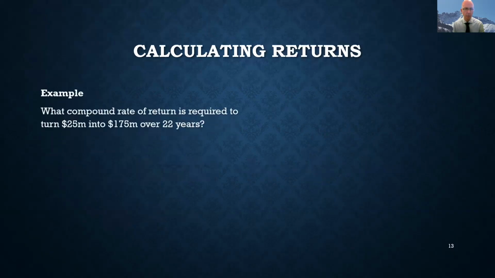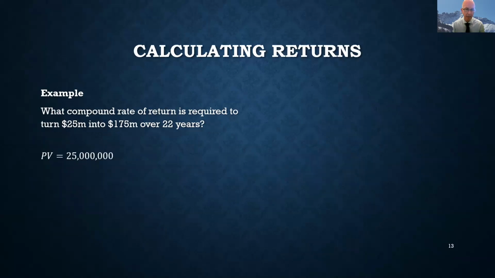An example: what compound rate of return is required to turn $25 million into $175 million over 22 years? Now, this is a real type of question. This is the type of question that governments are asked to do all the time. This sort of question is for a sovereign wealth fund, like the Future Fund.